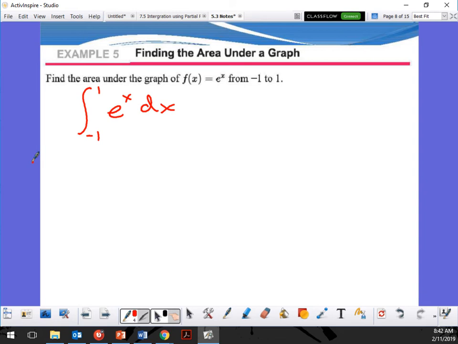All right, so what is the derivative of e to the x? e to the x. What was the antiderivative? e to the x. So in both cases, I'm going to have e to the x. So this is going to be just e to the x from -1 to 1. So it's going to give me e to the 1, and it's going to become minus e to the -1, which is the same as saying e minus 1 over e.